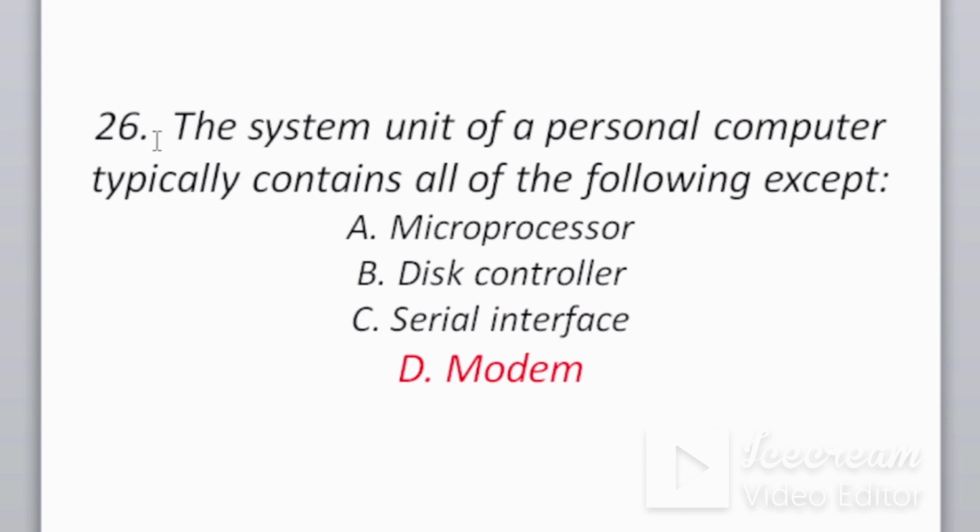26. The system unit of a personal computer typically contains all of the following except: A. Microprocessor, B. Disk controller, C. Serial interface, D. Modem. The correct answer is D, modem.